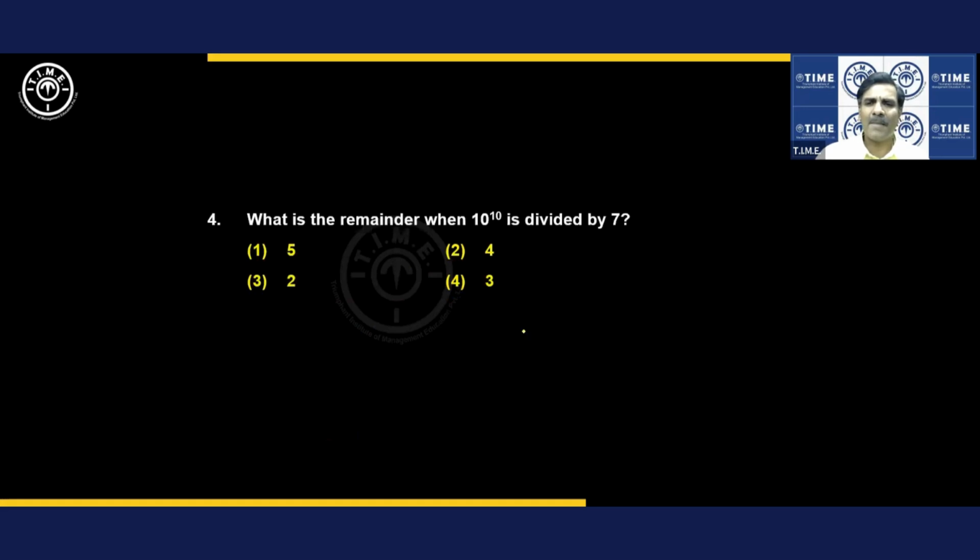What is the remainder when 10 power 10 is divided by 7? So 10 power 10 divided by 7, right? And if we observe here, dividing powers of 10 by 7 is slightly time consuming.